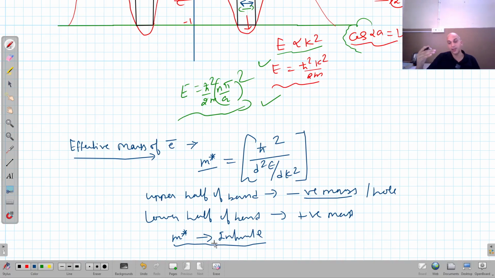In the upper half of the band, it becomes negative. In the lower half of the band, it is positive, and its magnitude is this one. It can be equal to the actual mass of the electron. It can be greater than or less than the mass of the electron, right? This is a very, very important result. We have to remember these different situations and this expression, right?